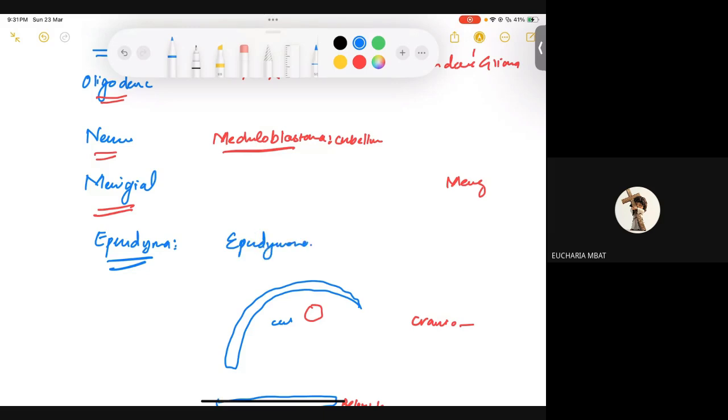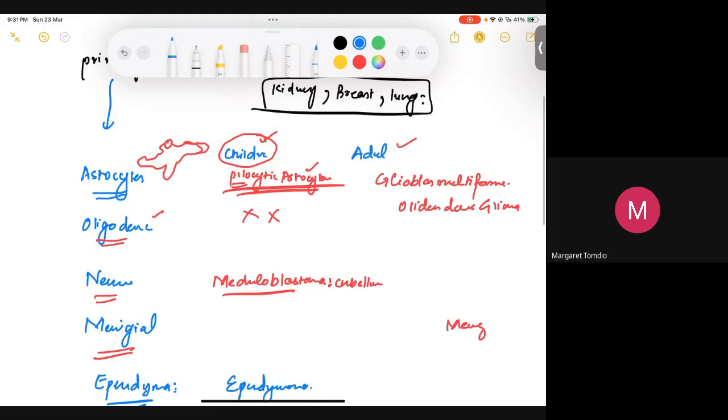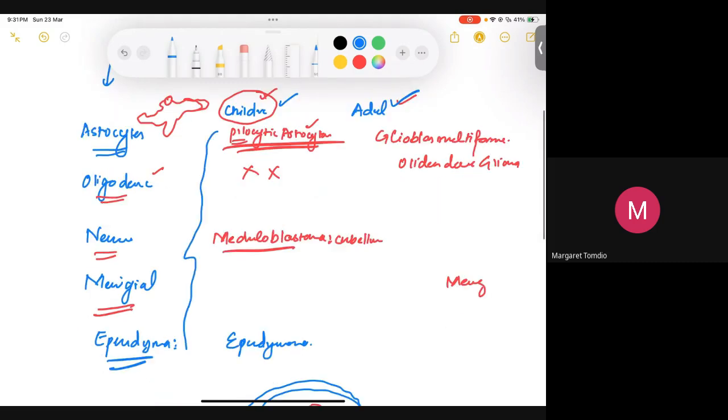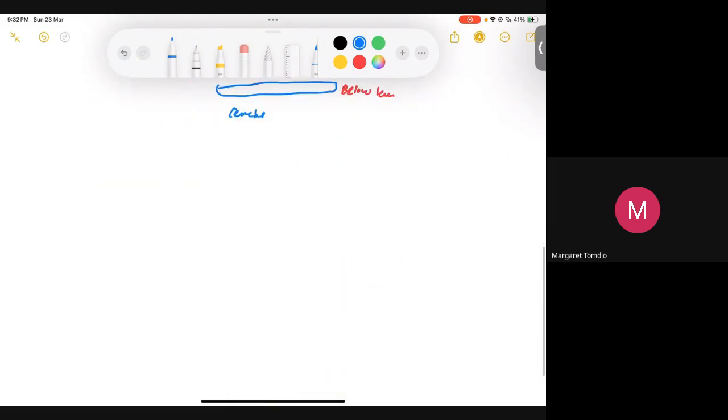Is that clear? So whenever you are seeing questions of tumors, first of all you must look at the age group, right? If it's children, you should only think of these two tumors. We'll be discussing in detail their features and histopathological findings, and whenever you have the adult age group, think of these tumors. Is that clear?